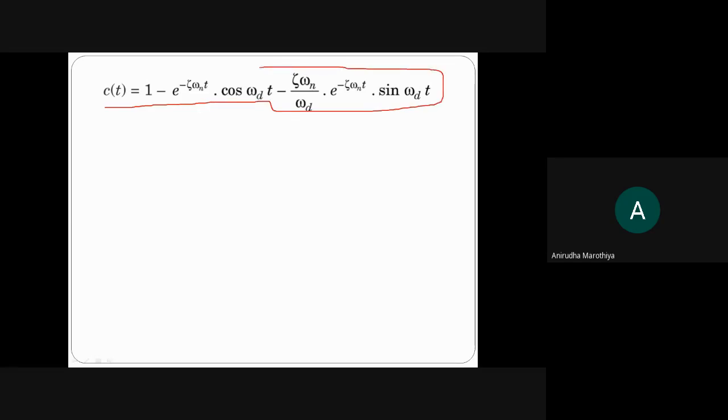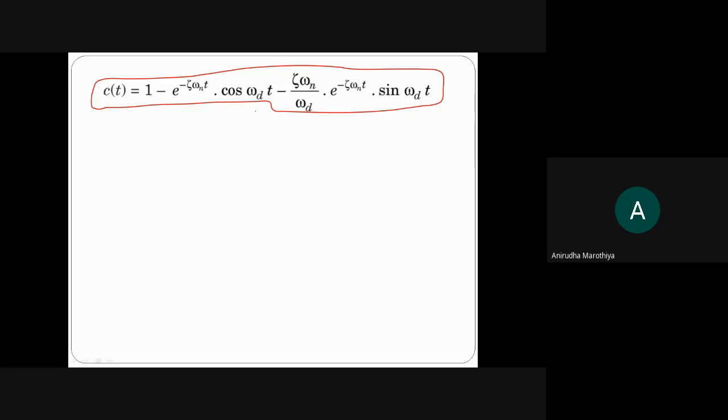So this indicates the inverse Laplace transform of C of s, which is nothing but C of t, which is equal to 1 minus e to the power minus zeta omega n t into cos omega d t minus zeta omega n upon omega d into e to the power minus zeta omega n t into sine of omega d t.